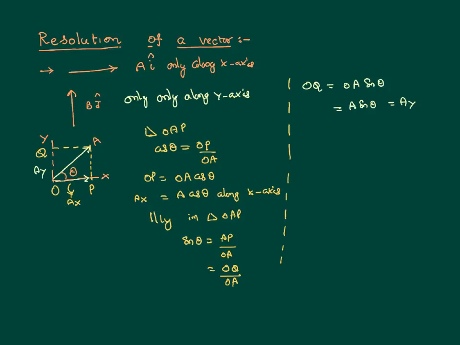So this is the x component of the vector, AX, and this is the y component of the vector, AY, which have specific directions. Thus we are able to say a vector has both x and y components. So I can say A bar is now resolved into two components: AX, along the x axis, to say which I multiply with the unit vector along the x axis, which is i cap, and AY j cap. Thus we are able to resolve a vector into x component and y component.